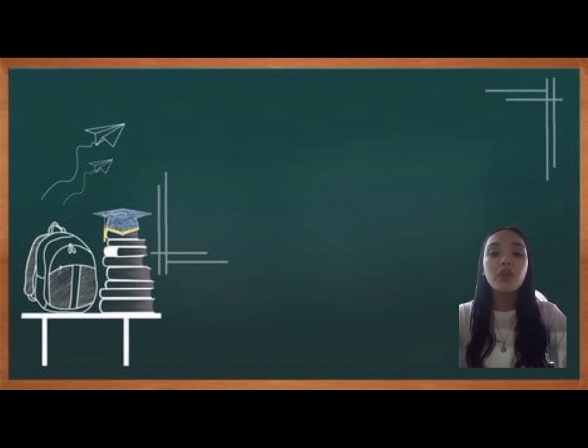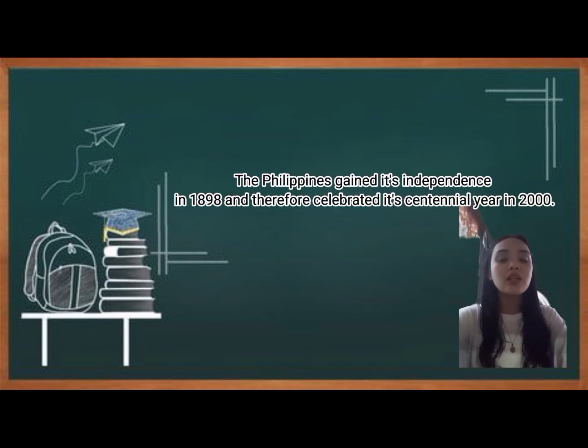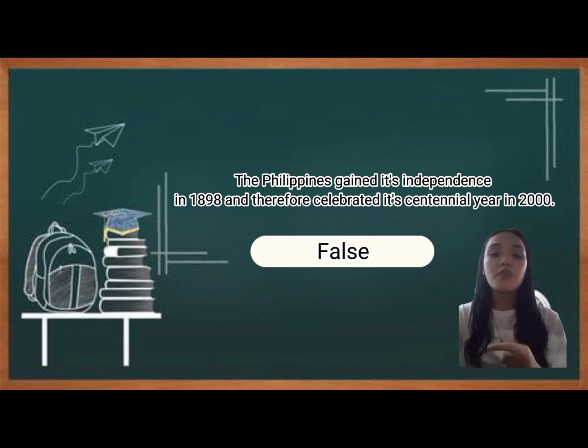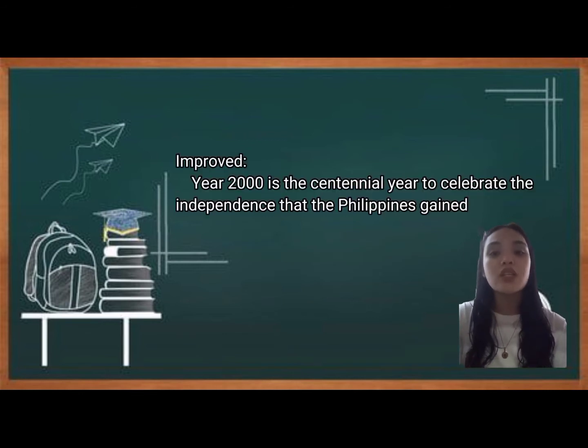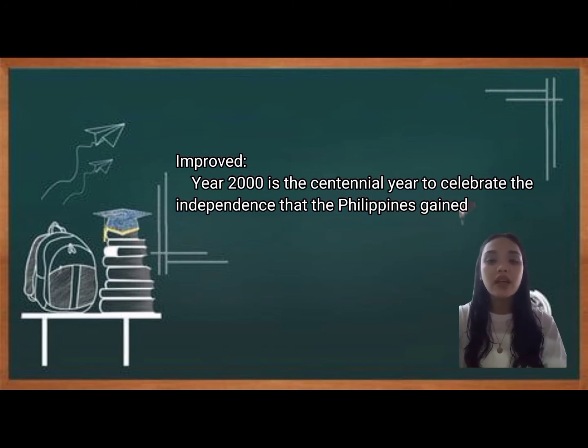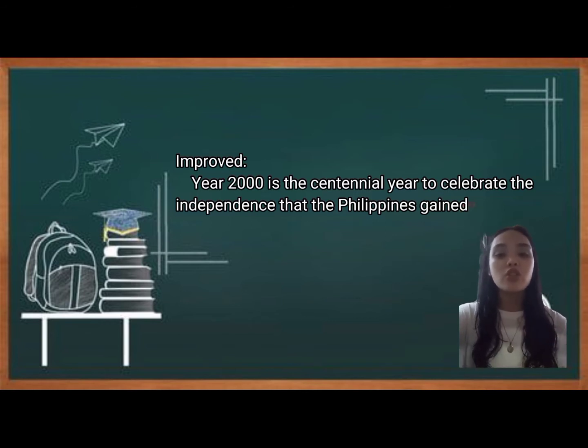Our non-example is: the Philippines gained its independence in 1898 and therefore celebrated its centennial year in 2000. Obviously the answer is false, because 100 years from 1898 is 1998, not 2000. To improve this one: the year 2000 is the centennial year to celebrate the independence that the Philippines gained. As you can see, we have applied the first guideline, which is to avoid giving inadvertent hints within the question.